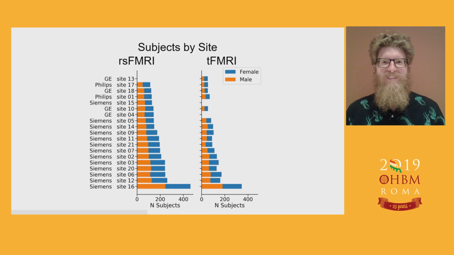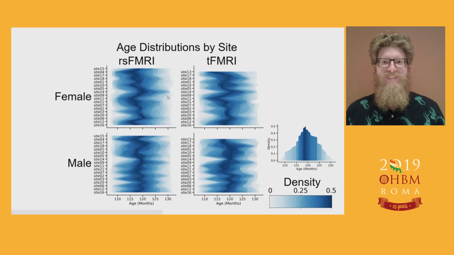Looking at the distributions of gender and just the counts by site, you can see the sites we're using for resting state and task-based data. The gender splits are about 60-40 across all the sites, so there is some variability in that. And you can see we've got 5 GE, 2 Philips, and the rest are Siemens.